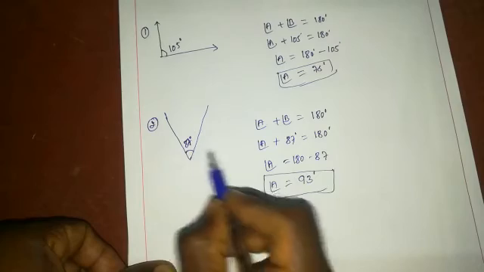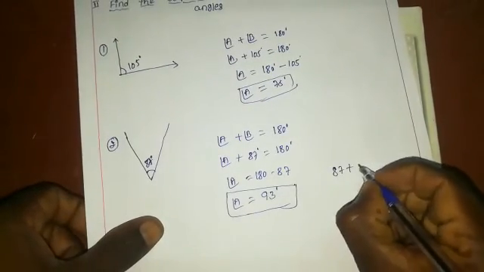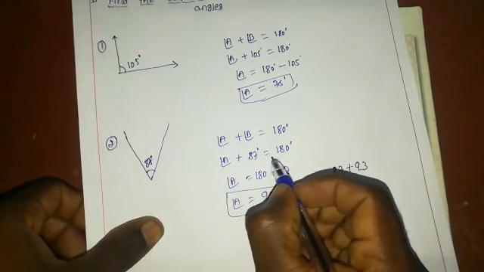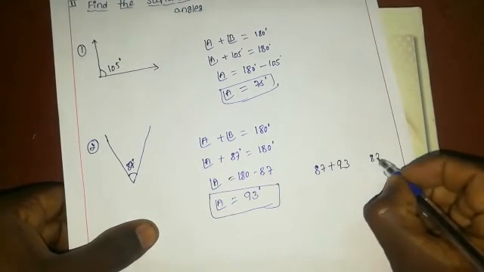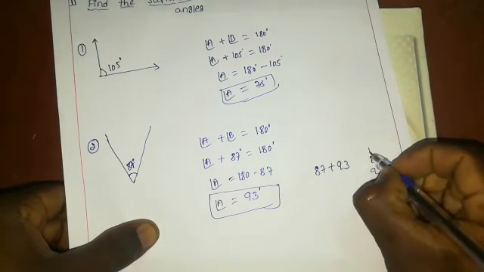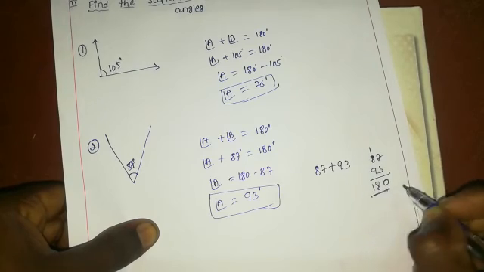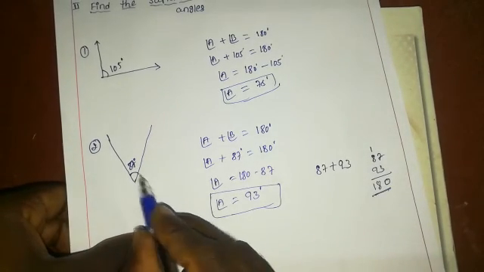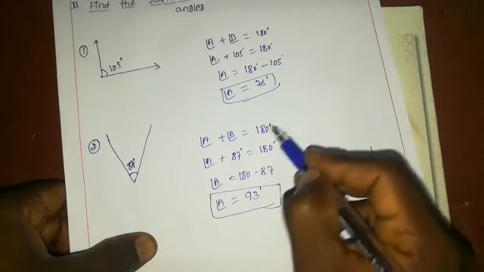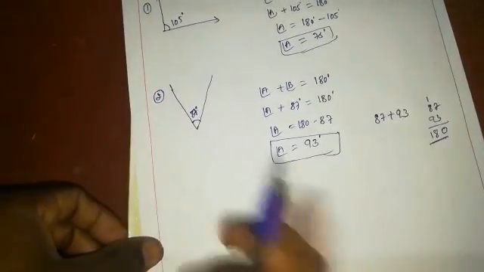Let's check by adding these two: 87 plus 93. 7 plus 3 is 10, so we write 0 and carry 1. 8 plus 1 is 9, and 9 plus 9 is 18. So we get 180. When we add these two angles, the sum is equal to 180 degrees, so we call these angles supplementary angles. Next, the third one.